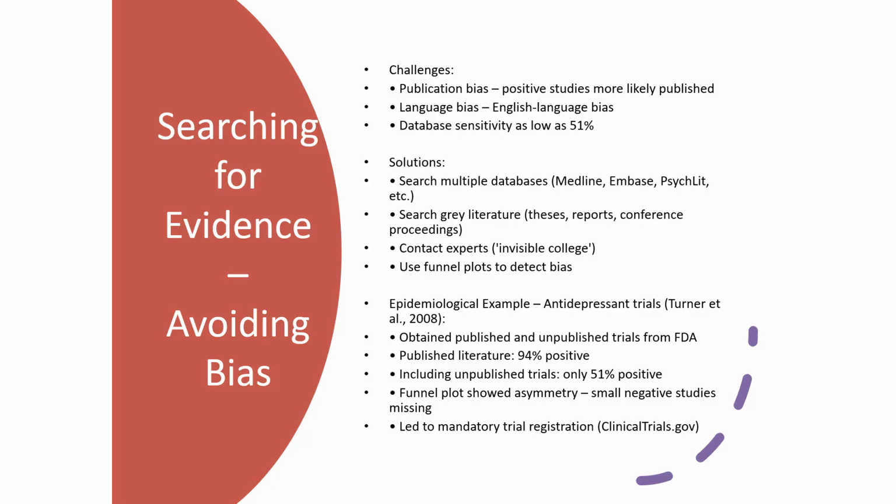Here is a famous example. Turner and colleagues in 2008 obtained both published and unpublished trials of 12 antidepressants from the FDA. They had access to everything, the studies that got published and the ones that didn't. In the published literature, 94% of trials showed positive results. That sounds great. But when they included the unpublished trials, the ones that the company didn't submit for publication or that journals rejected, only 51% were positive.